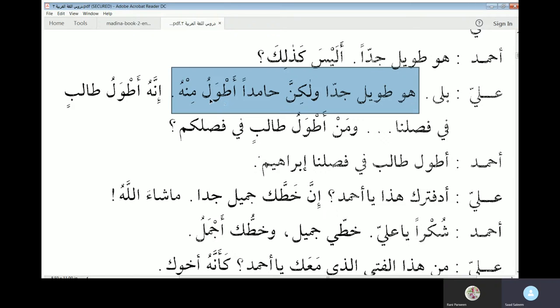कंपैरेटिव डिग्री कल आपने पढ़ी थी ना ग्रामर में, लास्ट से पहले वाले लेक्चर में, तो ये वो है। अतवलु, अफवलु का पैटर्न है और इसके बाद अर्थजर मिन लाता है, फिर मिन के बाद वो चीज़ होती है जिसके साथ इसको कंपेयर किया जा रहा है। अतवलु मिन हो, हामिद उससे भी लंबा है। ولكن حامدا أطول منه, and but Hamid is taller than him.